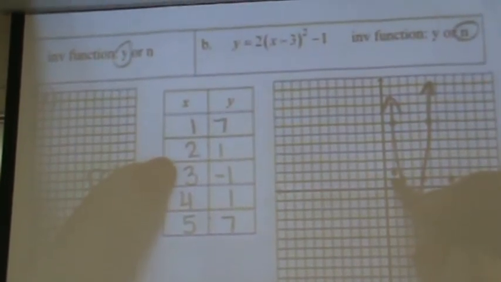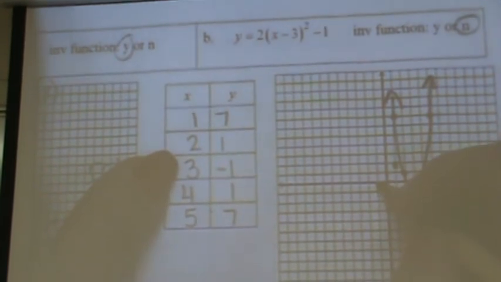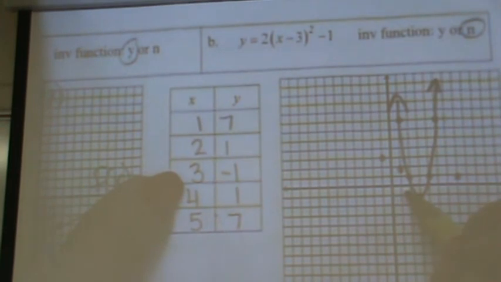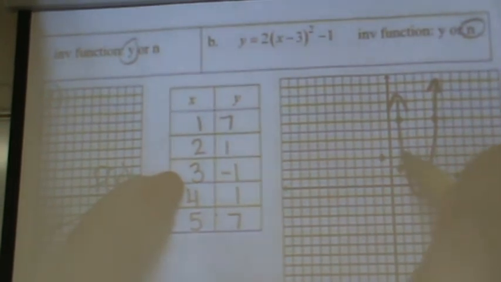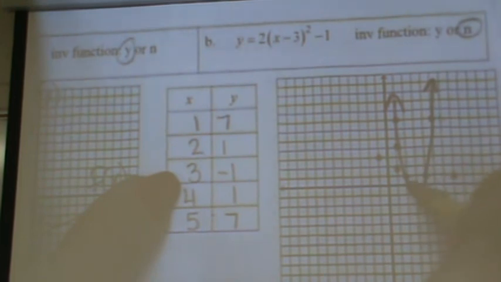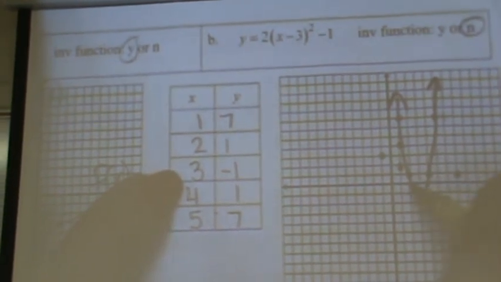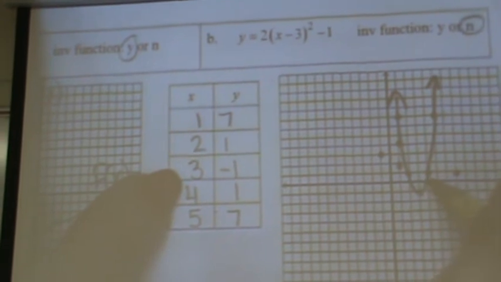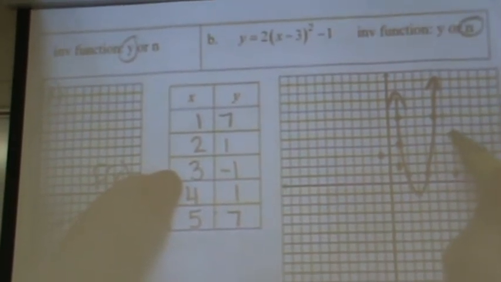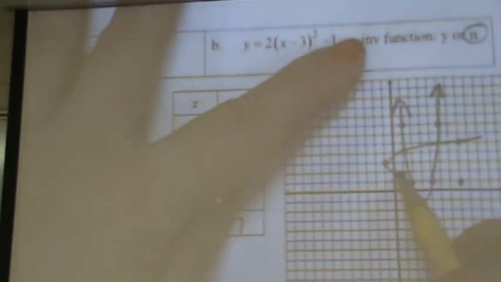3, -1 would be -1, 3. That would be the vertex now. And then we're going to graph 1, 4, and we're going to graph 5, 7, 7, 5. I'm sorry, 7, 5. 1, 2, 3, 4, 5, 6, 7. Here it is. So it looks like this. And is that a function? No, it's not.